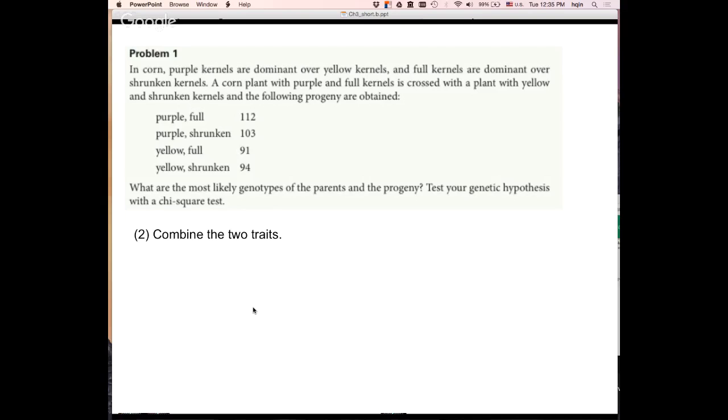All right, so this would be purple, purple, yellow, yellow, full, shrunk, full, shrunk. Okay. And we can write the number there. Maybe you should tell me what number I should write here. What's the number of phenotype we see for the first?